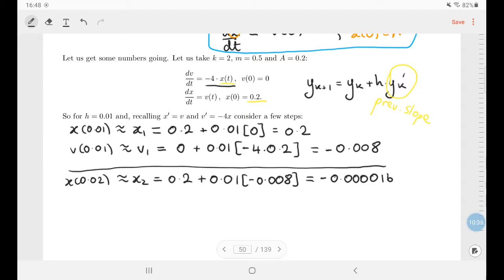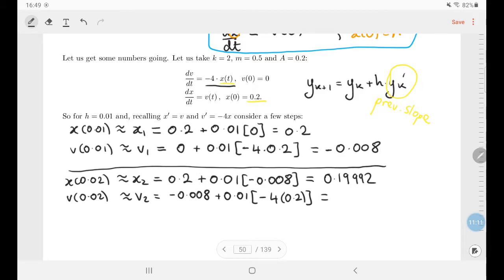Apologies, that's not right. It is 0.19992. And now we do v at 0.02, approximately v2, which is equal to the previous v value, which is minus 0.008, plus the step size 0.01, and the derivative of v is minus 4x, and the previous x is 0.2.